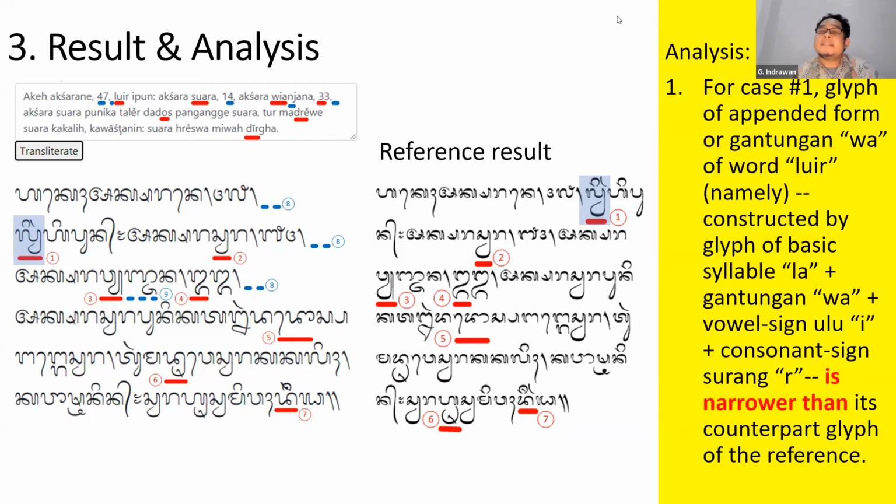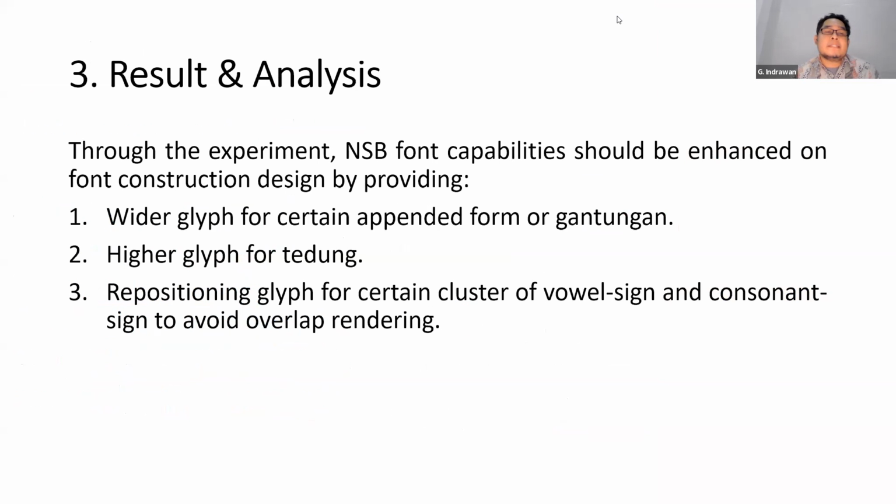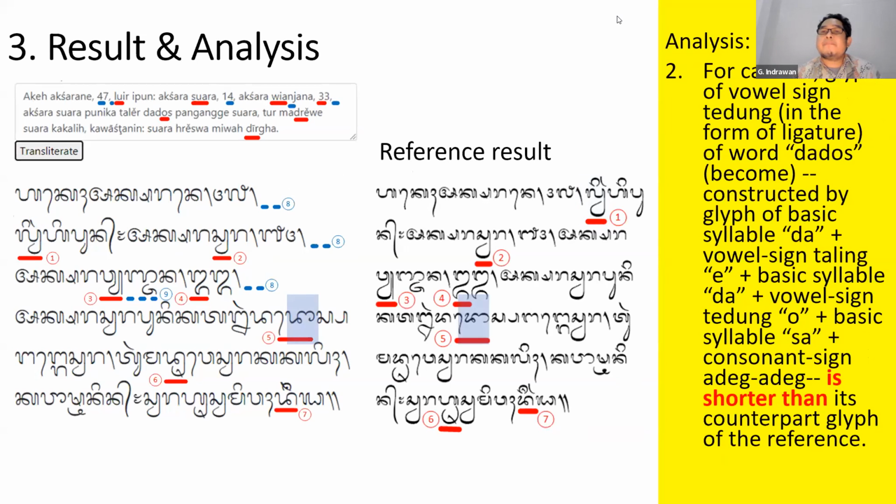For the example of the second aspect, related to higher glyphs for the form known as tedung in Balinese terminology, we have case 5. We can see the blue highlight section at the left side, which is the result generated by the transliteration application. The glyph of the vowel sign tedung is shorter than its counterpart glyph of the reference, as we can see compared to the blue highlight section at the right side.